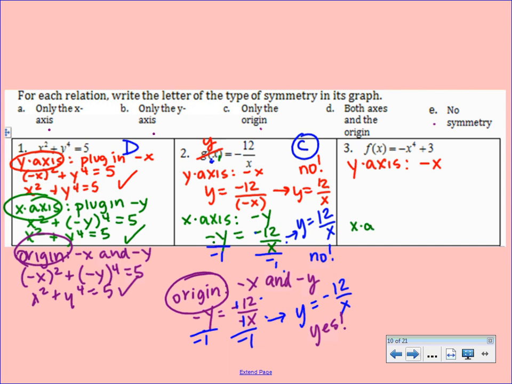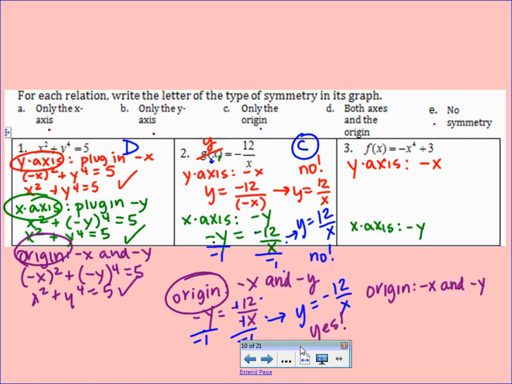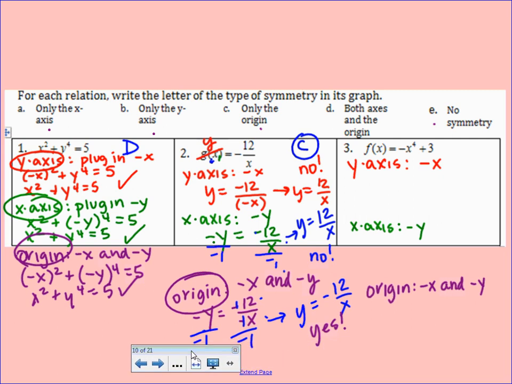So for the y-axis, you plug in negative x. Wait, hold on. No, you have to do it weird. So you have negative, parenthesis, negative x to the fourth. The fourth makes it positive, so it goes back to negative x to the fourth plus 3. So that one, big old check. Alright, next one.